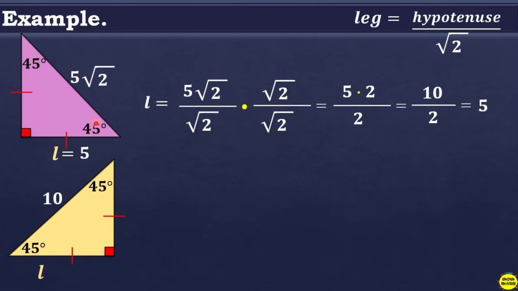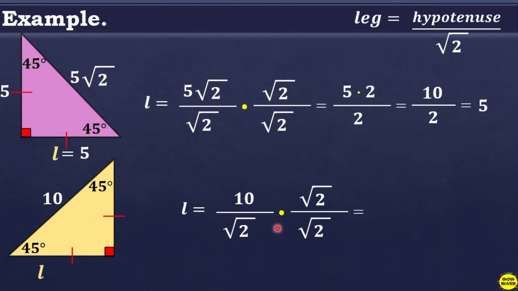Now, since this is a 45, 45, 90 triangle, therefore, this leg is congruent to the length of this leg. Okay? So, therefore, this is also 5. Next, we have the leg, hypotenuse. Your hypotenuse is 10 divided by square root of 2. Since we cannot have this, multiply natin siya. So, by rationalizing, that is square root of 2 divided by square root of 2.